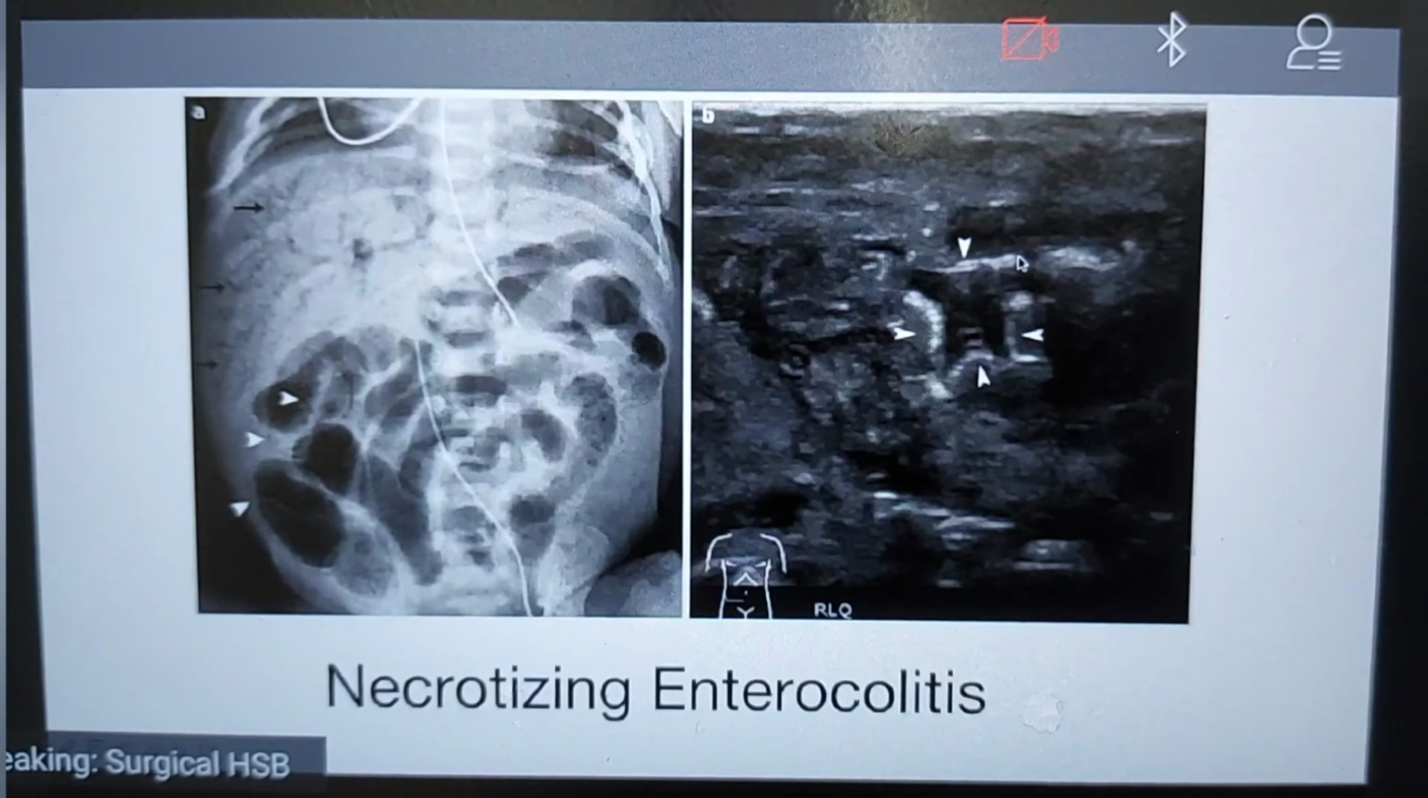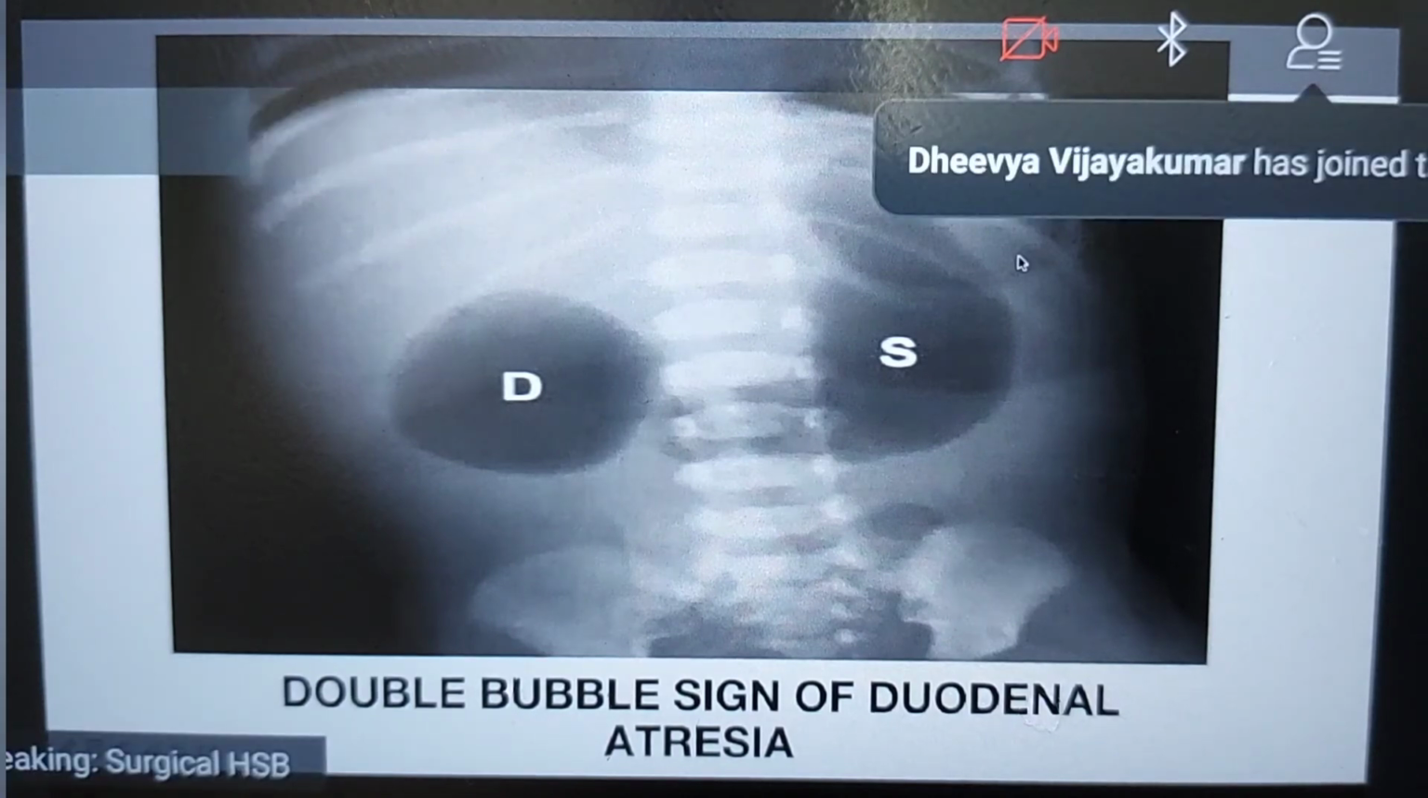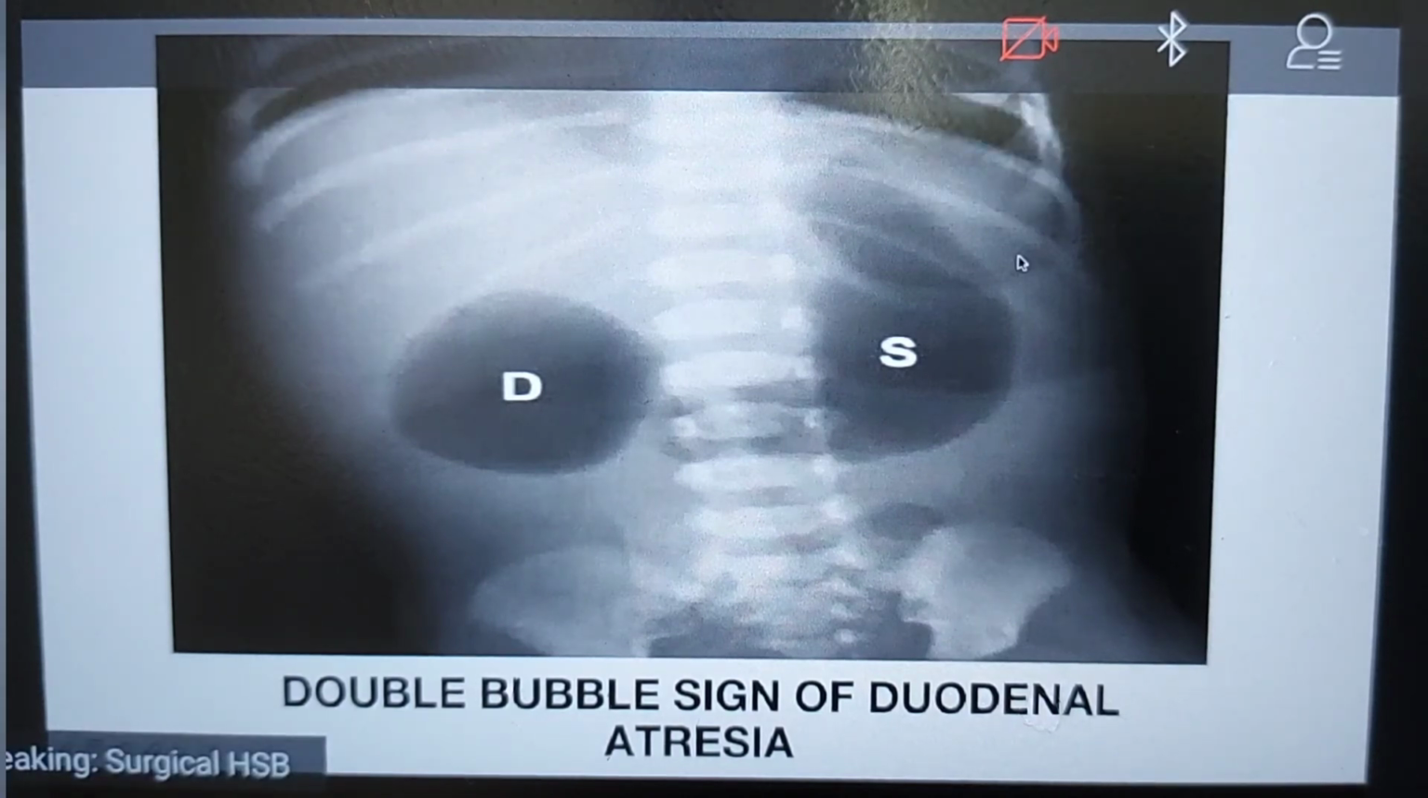Okay, for the diagnosis, other than that, we can see from the abdominal X-ray for NEC, if it's severe, it will have pneumoperitoneum. Okay, this one is the double bubble sign for duodenal atresia. So if it is distal to the ampulla of Vater, it will have bilious vomiting. So we must watch out for bilious vomiting too.